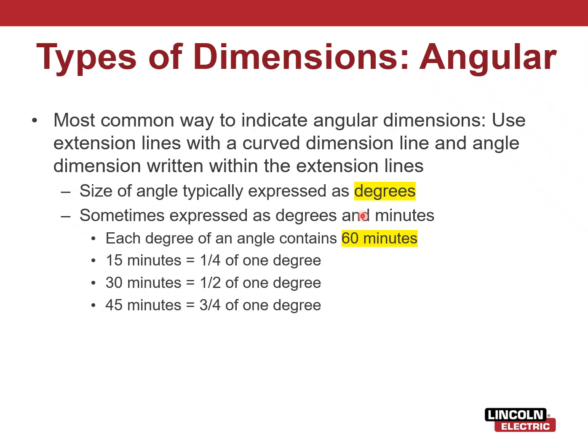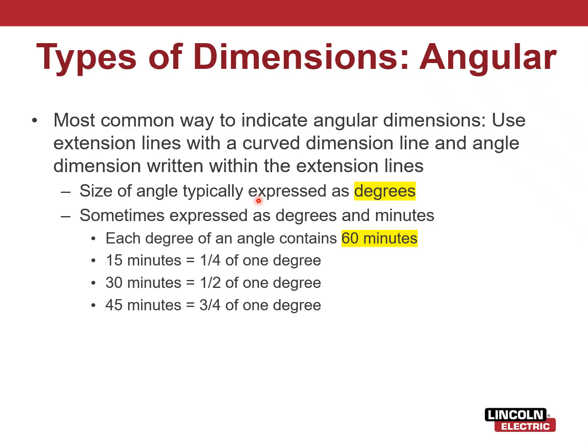All right, so this is a little weird one. I've never seen this on a printout in the industry, but this is typically done for more advanced, really precise details of a part. The most common way to indicate angular dimensions is to use extension lines with a curved dimension line and the angle of the dimension written with the extension lines. We'll show you that in the next slide.